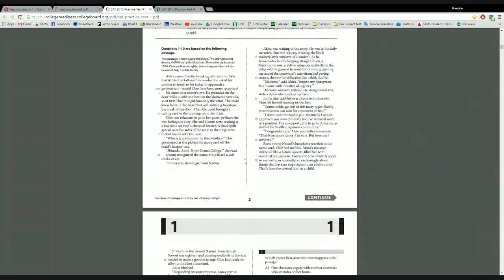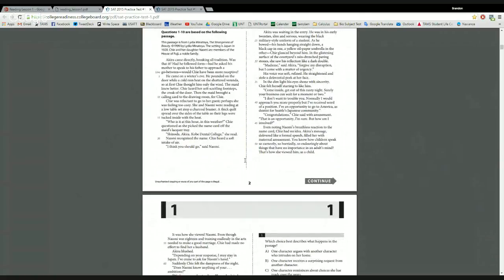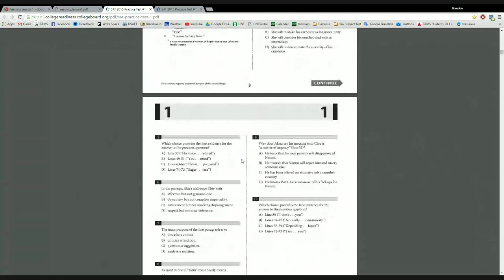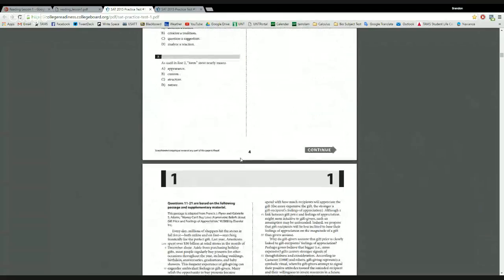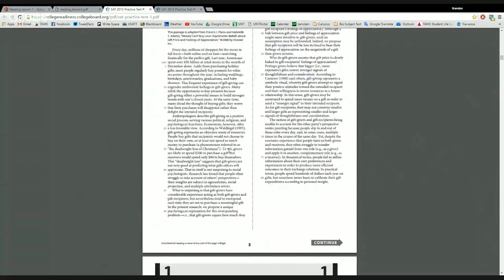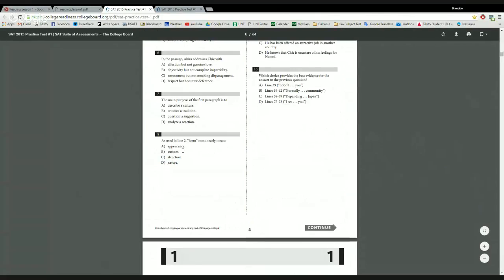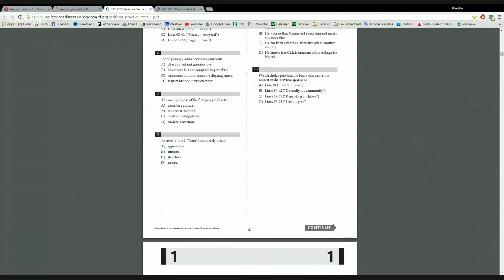So what is a form here? I would probably think it's like a procedure, task. So which one most likely fits here? Since we're talking about some kind of culture, especially with marrying, is it appearance? That's not a procedure. Custom? That is similar to procedure. A structure? Not really. Nature? Not really. So most likely it's similar to the word you thought in your head. A procedure would be custom. The answer is B.